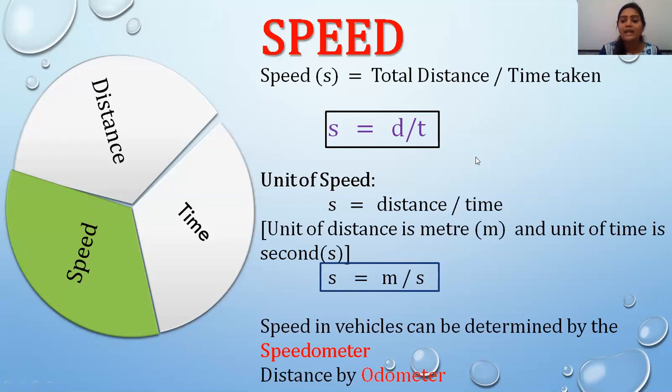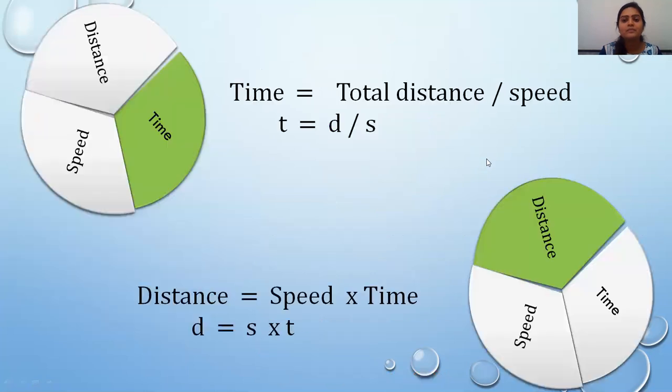Now coming on to the next concept. In the same way that we found the formula for speed, which was distance upon time, if in the question they have asked us to find out time, what's the formula for time? Time is equal to distance upon speed. Whereas when I have to find out the formula for distance, distance is equal to speed into time.